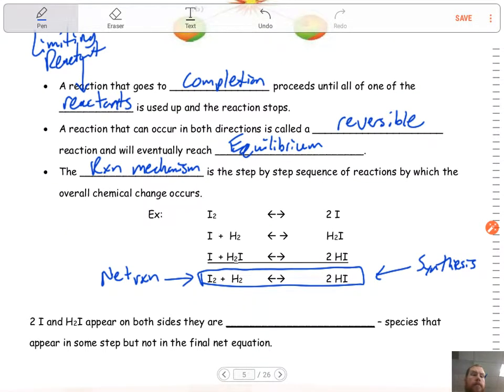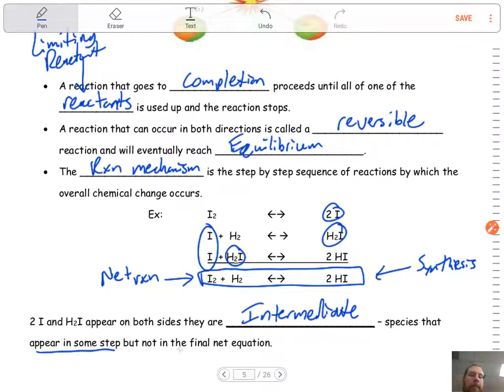Now, if you take a look at this whole reaction mechanism, here's my I2 that I'm left with. Here's my H2 that I saw there. But notice all these other pieces. You've got I and I. You've got H2I and H2I. We notice 2 I's and H2I are on both sides. They appear on both sides of the reaction. This is what's called, sorry about the bell, an intermediate. An intermediate is a species that appears in some step, but then not in the final reaction.